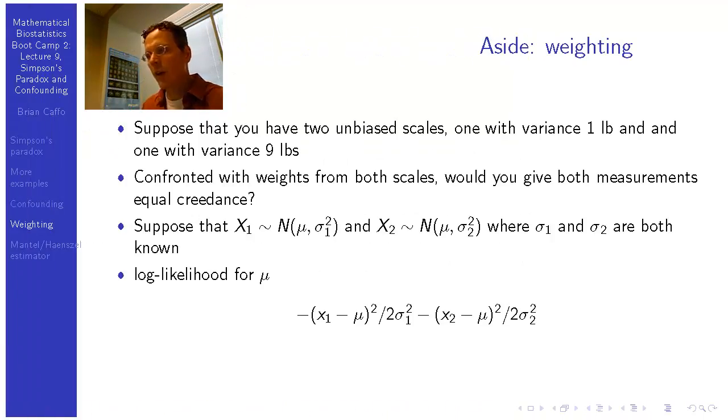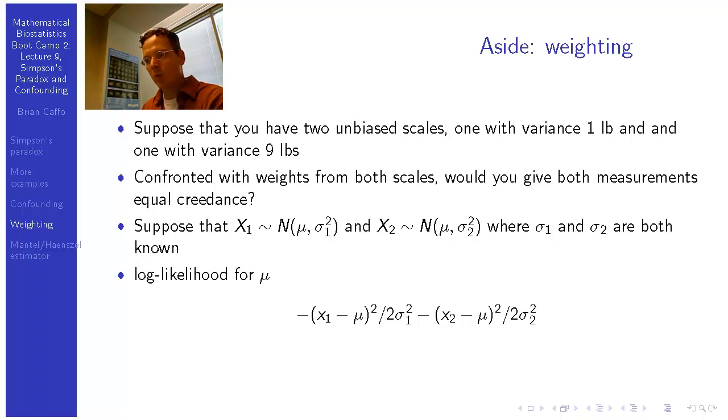Okay, so here I have an aside, but it's an important aside. Suppose you have two scales, and by scales I mean things for weighing objects. And let's assume both the scales are so-called unbiased. They both have some variance associated with them. You weigh the same thing over and over again, you get different answers. But one has a variance of 1 pound, and the other has a variance of 9 pounds. They're both unbiased. Confronted with weights from both scales, would you give both measurements equal credence?